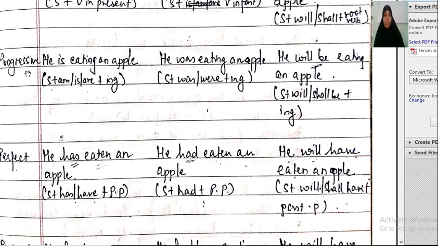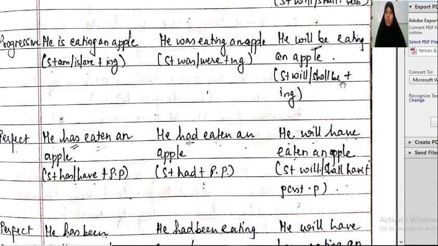Progressive tense means continuous tense. For present progressive tense, you have to keep in mind subject plus am, is, are, the be form of the verb, whichever is suitable, and the ing form. In the same way, for past tense, instead of am, is, are, you will use was or were plus the ing form. Only these two changes are there in the be form of the verb. That you have to keep in mind. And in future tense, you have to just add be to will or shall, whatever you are using, for continuous tense.